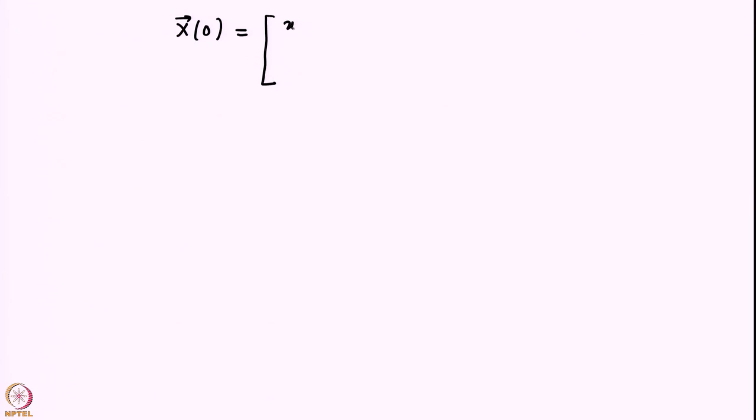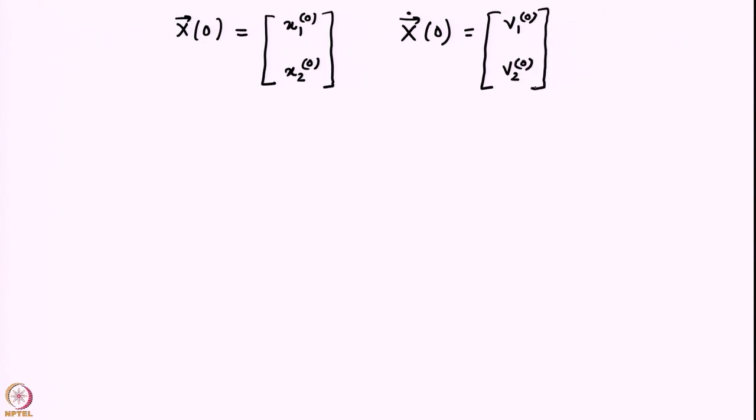So if we say that x of 0 is equal to x1 0, x2 0, some initial position of the 2 masses, and x dot of 0 is equal to some v1, v2, some initial velocity of the 2 masses. So obviously x1 0, x2 0, v1 0 and v2 0 are real numbers, and we are now going to express our unknown constants c1, c2, c3, c4 in terms of these real numbers.